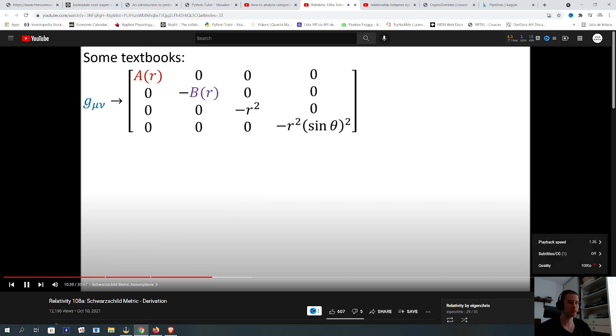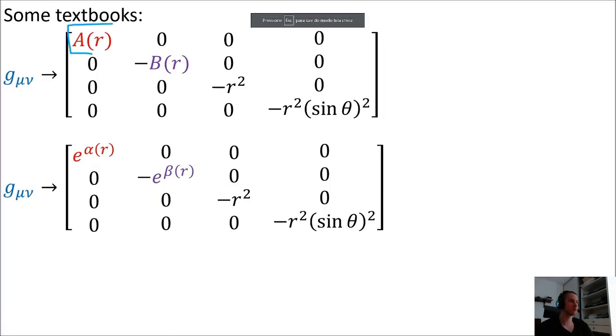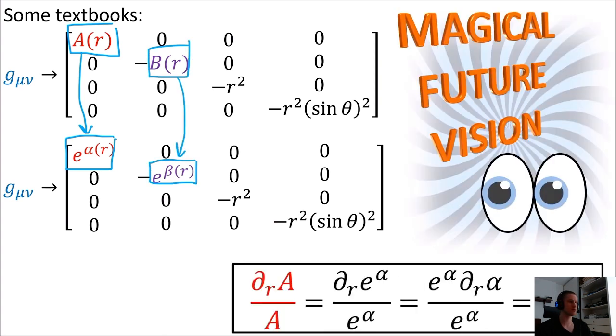Just as a warning, some texts might write these A and B functions as exponential functions instead. They do this because they already know that getting the right answer involves using terms like partial A over A, which becomes much simpler if you use exponential functions. But I'm not going to bother using this exponent trick in this video.